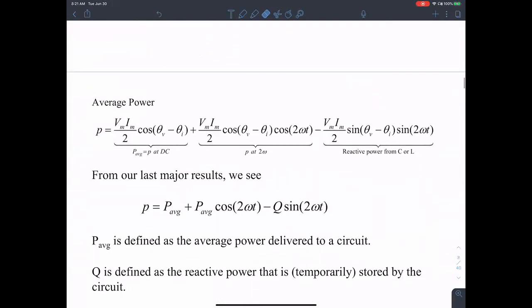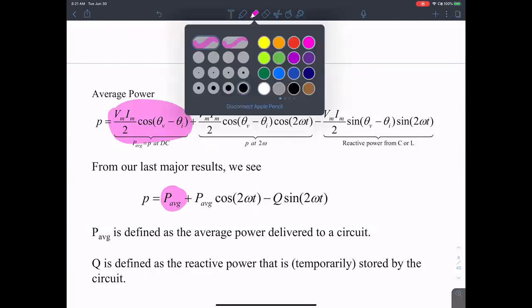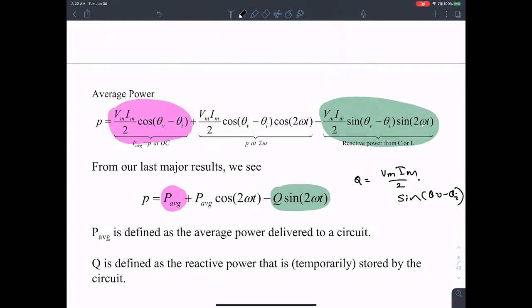Okay, so we already looked at the reactive power and the average power. The constant non-changing term is called the average power. This guy that has a sinusoid is called the reactive term. In this case, Q is going to be Vm Im over 2 times sine of theta v minus theta I. Okay, that's the reactive component. So it's simply a matter of expressing these terms separately. And of course, there is a cosine component as well. That's this guy.